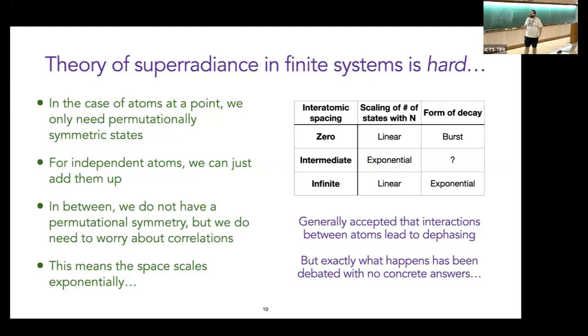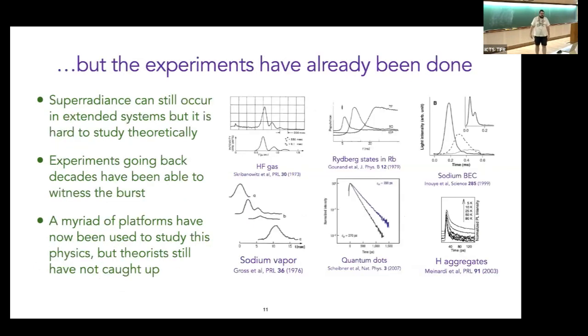What this means is that in these kinds of extended systems, exactly what happens in these Dicke superradiance type problems has been debated since the 1970s, but there are no concrete answers as to what happens, except for the fact that people have already done the experiments. Going back to the 1970s, it's pretty obvious that in these extended, noisy and complex systems, Dicke superradiance still happens.